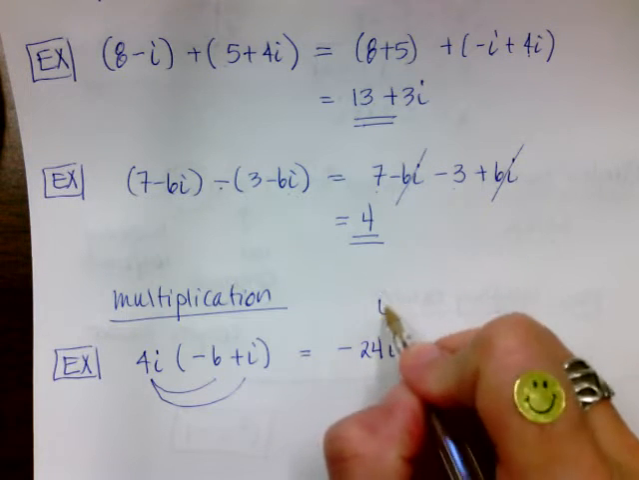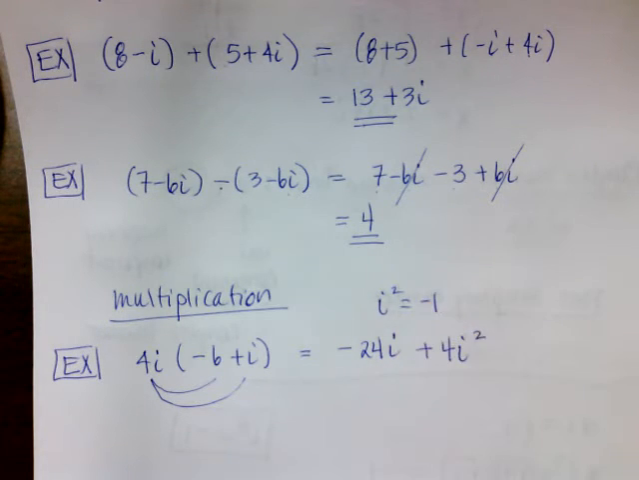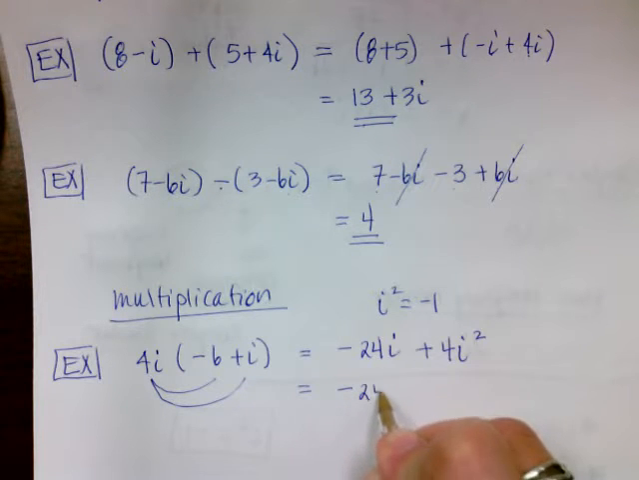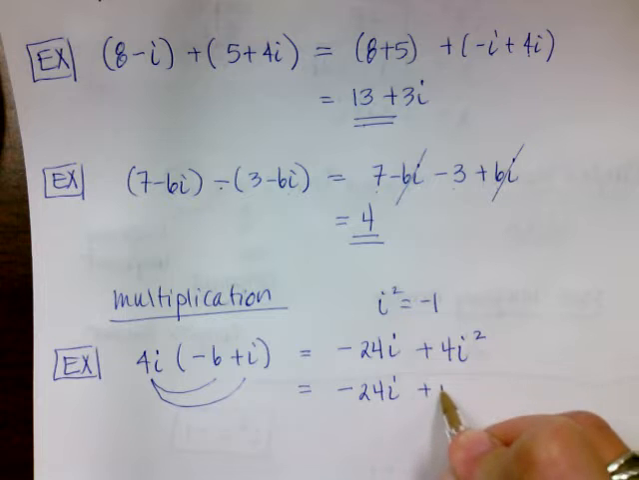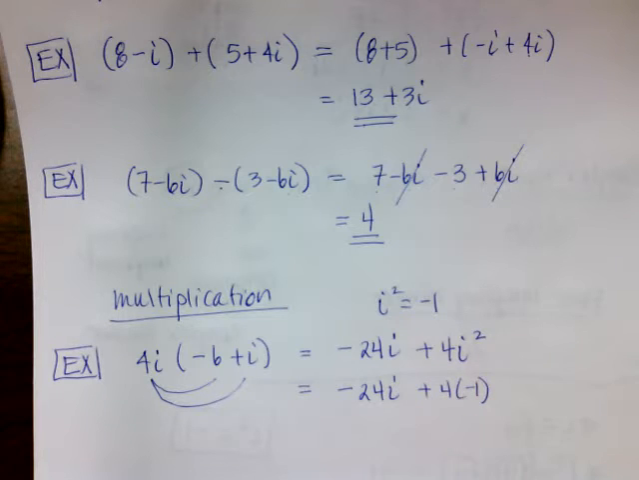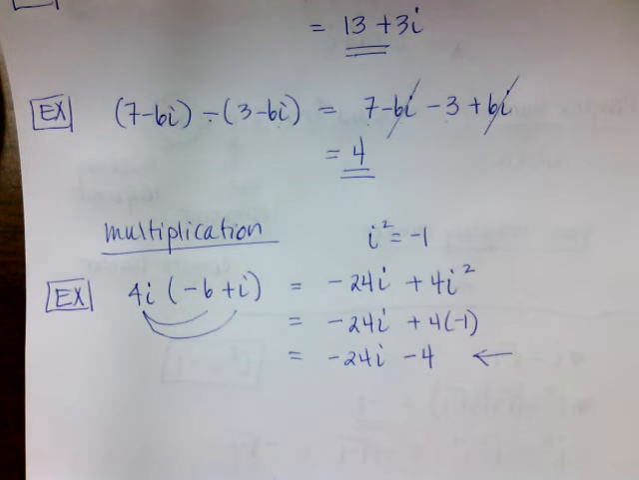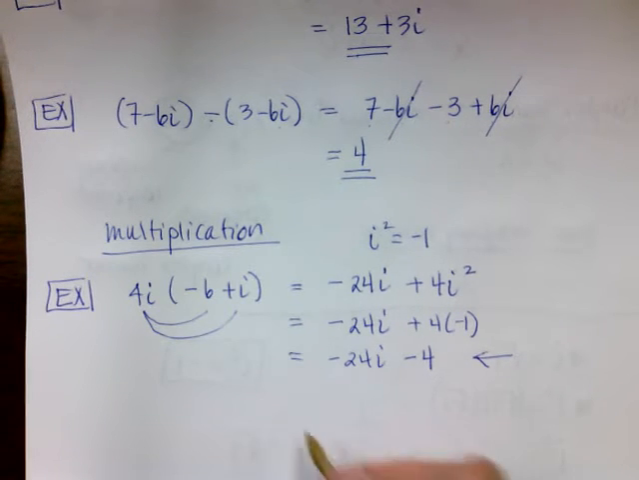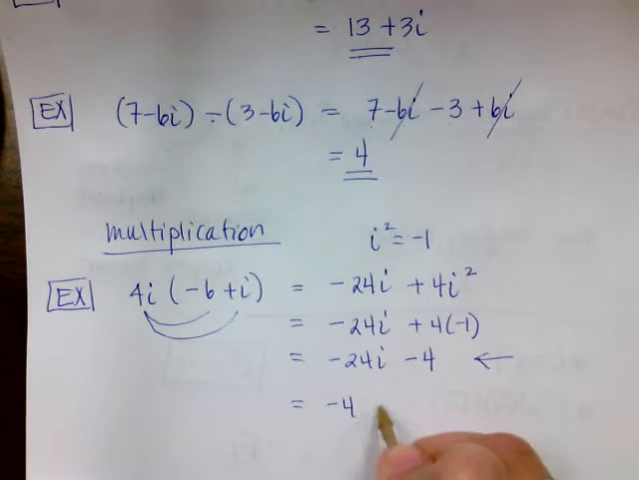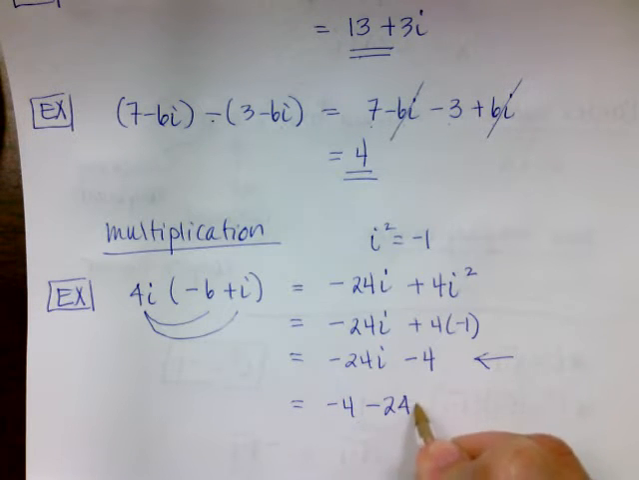But remember, we talked about i squared is equal to a negative 1. So then I have to simplify this. So this is going to be a negative 24i plus 4 times a negative 1. So this is a negative 24i minus 4. Key thing to notice, this is not in standard form. Therefore, you have to rewrite it. So it's a negative 4 minus 24i, and that would be your answer.